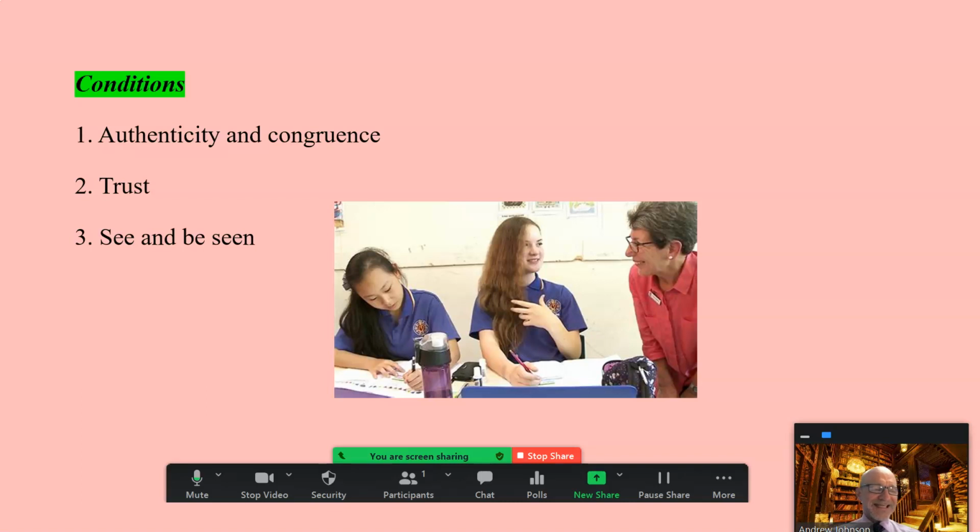And the third one, see and be seen. These are conditions. One cannot relate to what one cannot see, so space should be provided within the class or curriculum for students to see other students and be seen by other students. So this includes sharing, writing or journal entries, class meetings, small group discussions, and listening practice. And we're going to look at that right now.